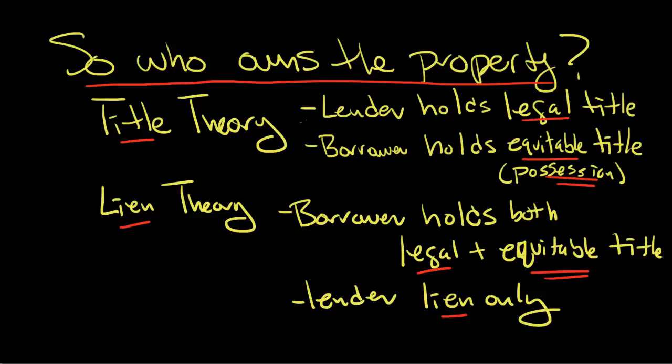You have possession, and this is a tricky question of actually who owns it. Under title theory, it's actually split, and under lien theory, it's all encompassing with the borrower, and that's very important. And then there's this other thing called deeds of trust. Let's draw a separate page to talk about deeds of trust.